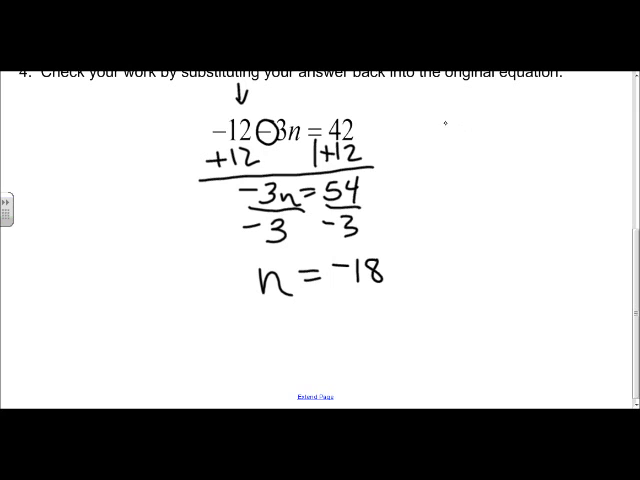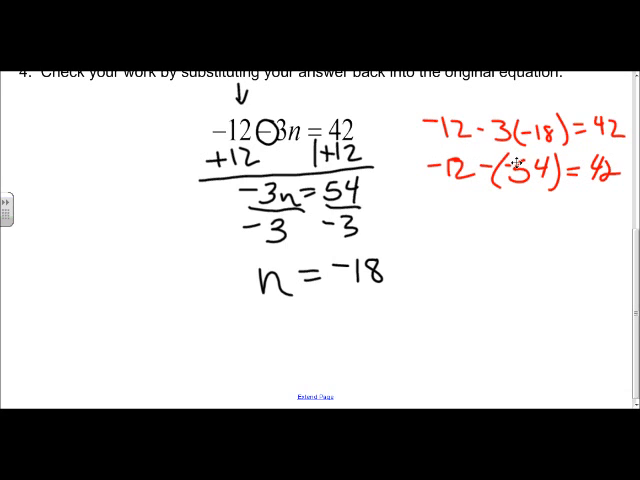I can check my work by taking negative 12 minus 3 times negative 18. And I should get an answer of positive 42 if I did this right. So negative 12 minus 3 times negative 18 is negative 12 minus a negative 54, so negative 12 plus 54 is equal to 42. And that's true. Negative 12 plus 54 is 42. So it checks out.